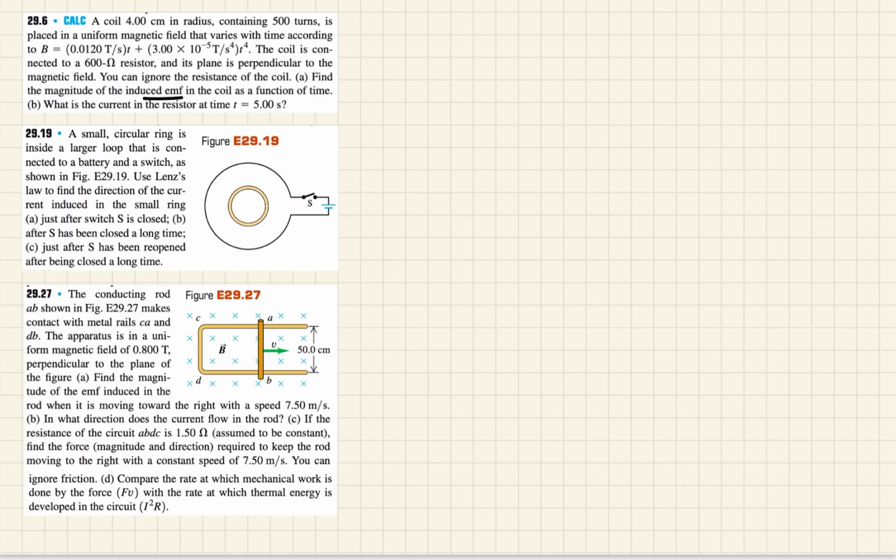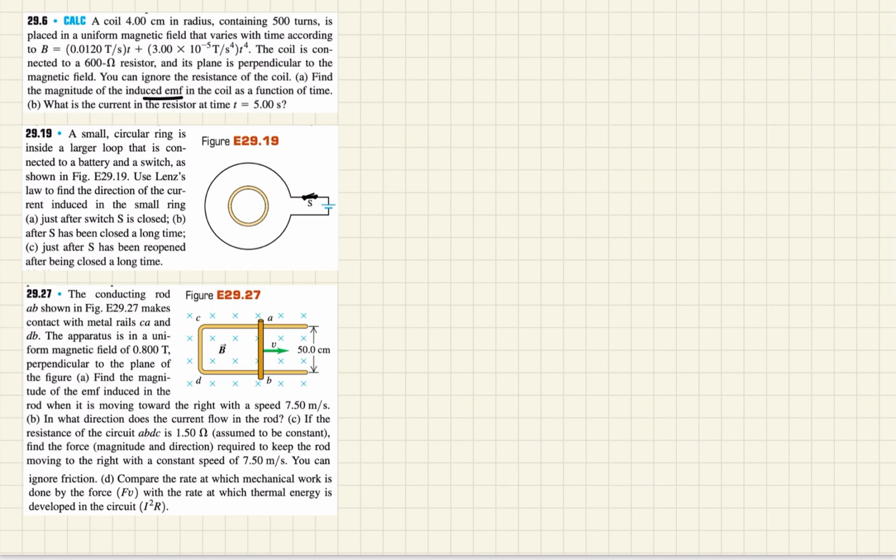This next one focuses on Lenz's law. It is purely conceptual. So we got this loop. In this outer loop, there's going to be a sudden change in current, which is going to cause a magnetic field, which is going to induce a current in the smaller loop. So we need to figure out the directions. So A, just after switch S is closed. As soon as it's closed, in that instant there's a change from zero current to some amount of current. And so that's going to induce an EMF in the smaller loop.